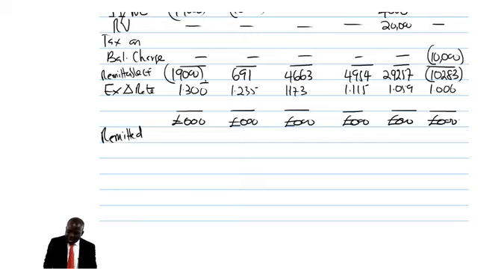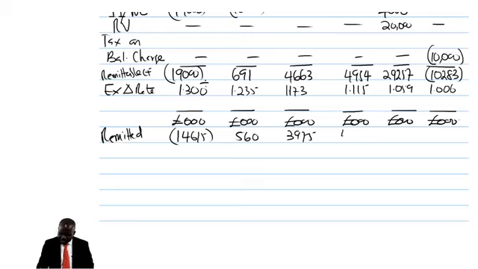If you divide the 19,000 by 1.3, you're going to get 14,615 minus. This is 560. This is 3,975. This is 4,443. This is 27,627. And this is 10,222 minus.